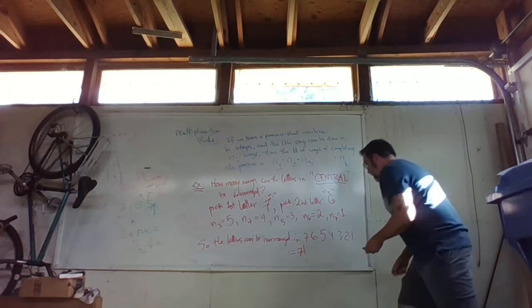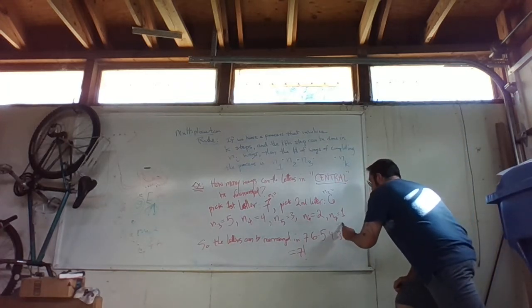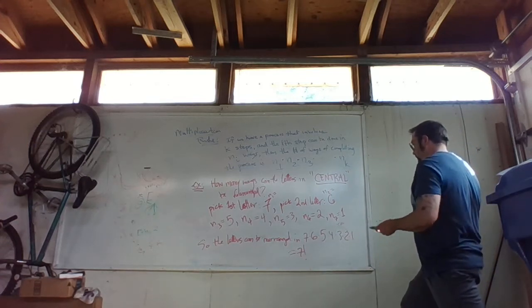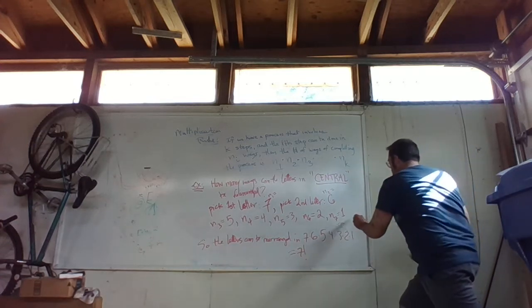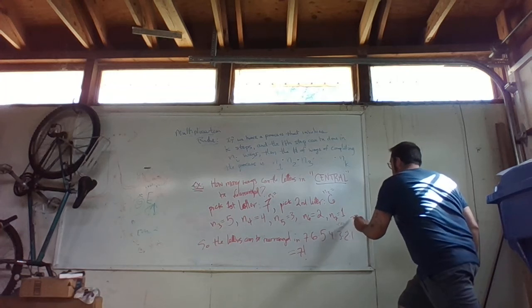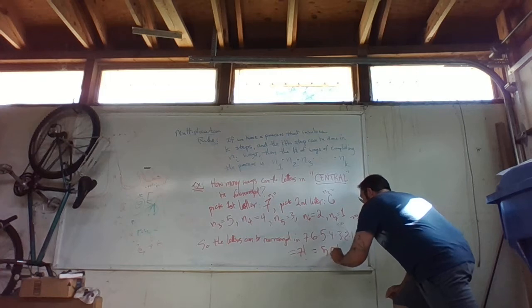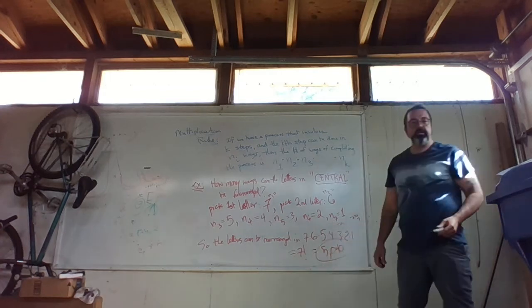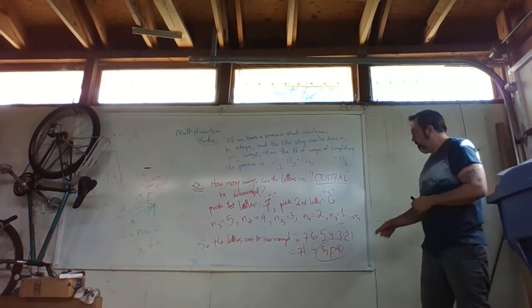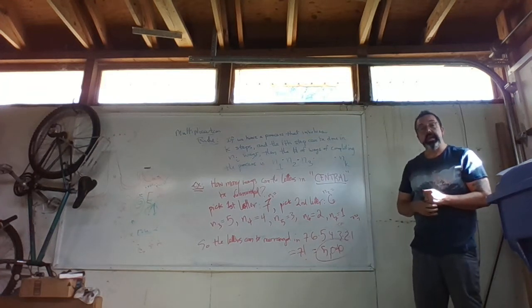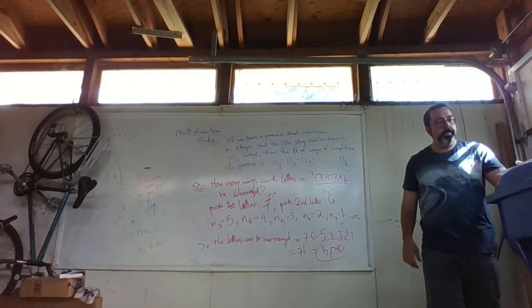And I happen to remember that 5 factorial is 120, times 6 is 720, times 7 is going to be what? 720 times 7 is 5,040 different ways. So there are 5,040 different ways of rearranging the letters in the word central. We got that from the multiplication rule.